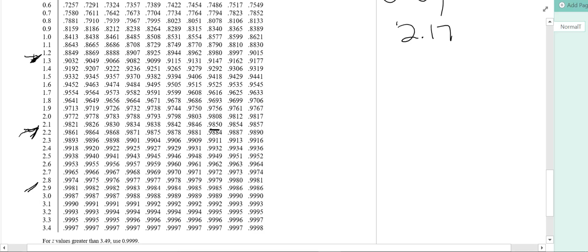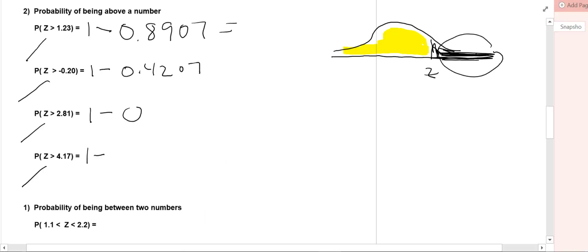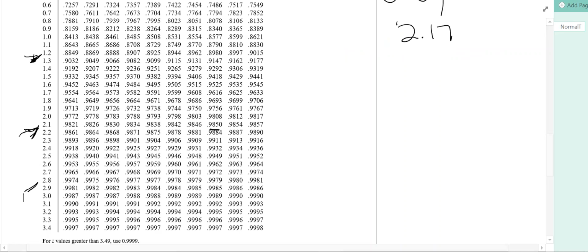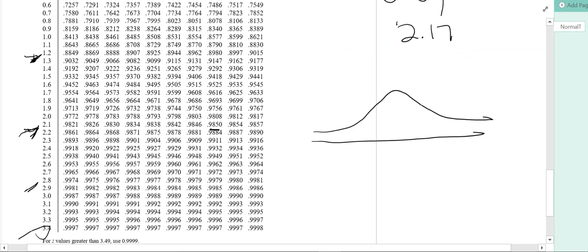2.81 is 9975. And then the last one, 4.17. Now, if you look, our table ends at 3.4. And the table tells us our particular value being below it is 0.9998. Okay? Well, the number we're looking for is 4.17.